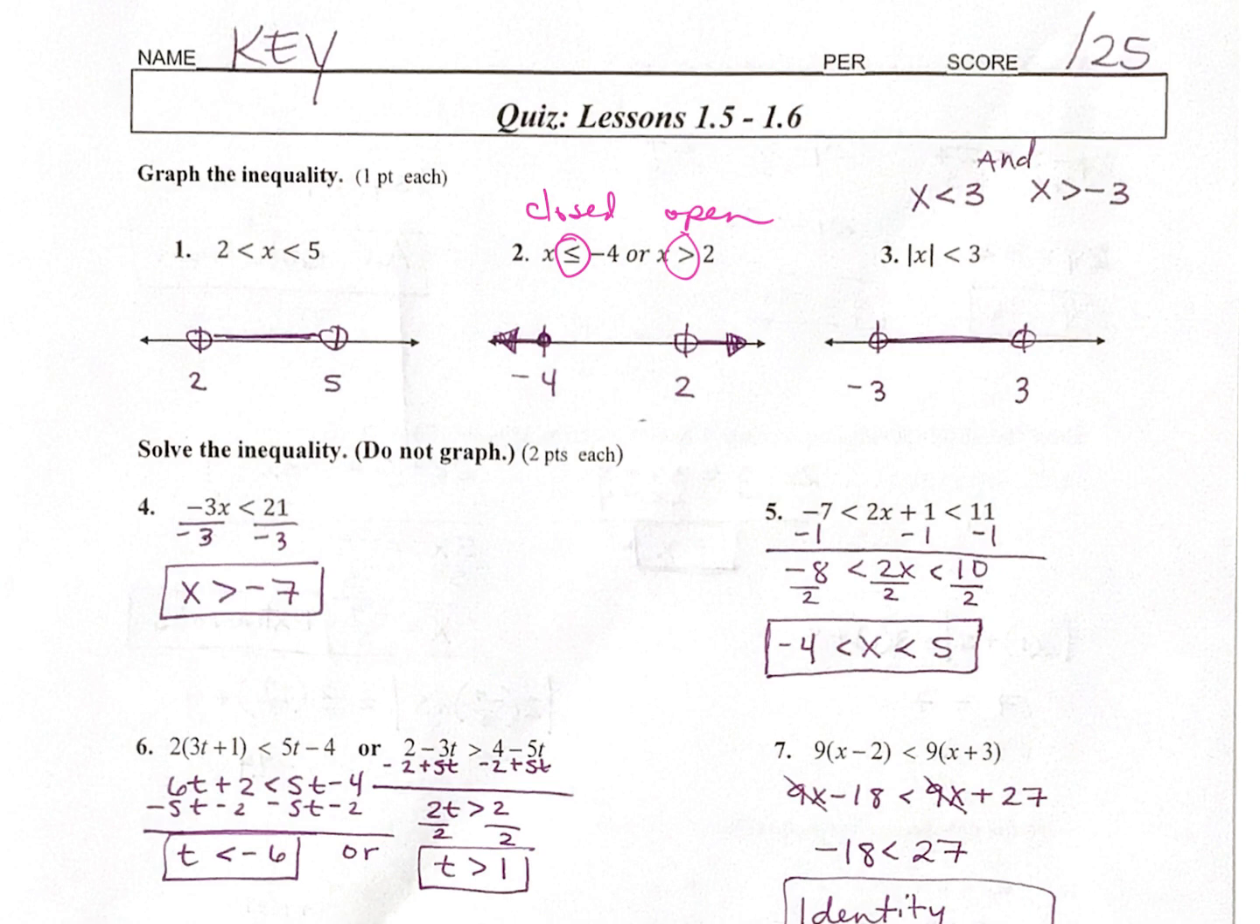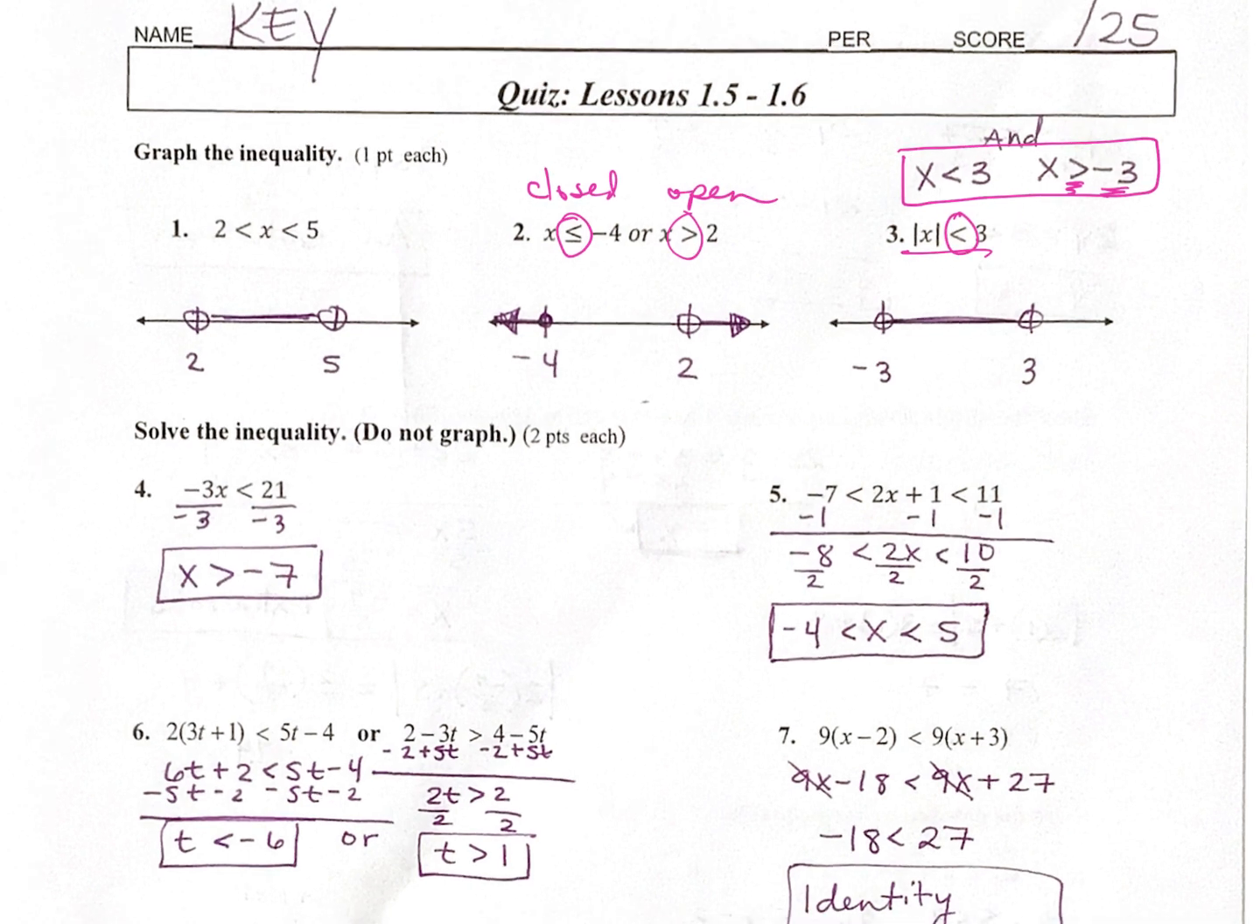Number 3 got done wrong a lot. Absolute value, what always has to happen? 2 inequalities. So these are your 2 inequalities. You write the original, how it is. You flip the symbol, change the sign. So it should be between -3 and 3. That's an and problem. Remember when it's less than, that's an and, so you're shading in between.